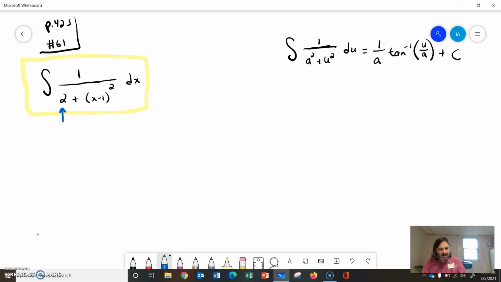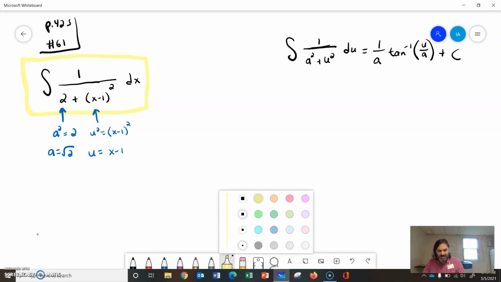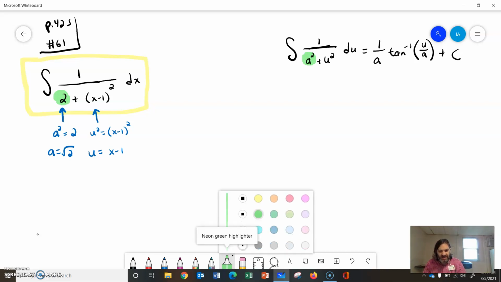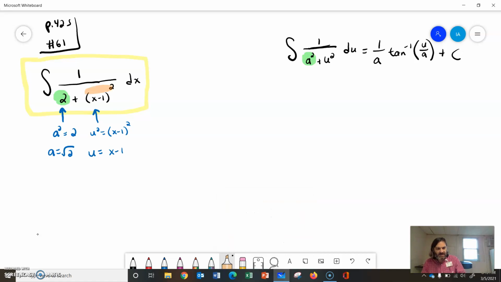So in this, a squared equals 2, so then a must be square root of 2, so that's not going to be a big deal. Then over here where u is, it looks like u squared is holding the position of x minus 1 squared, so u must be x minus 1. So in trying to match those things up with what we have, here's the 2, which is the a squared, and the x minus 1 squared is the u squared.